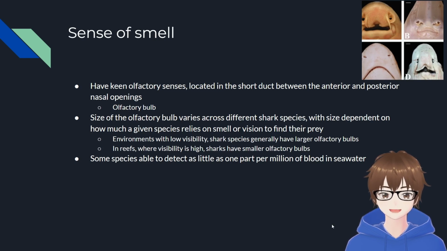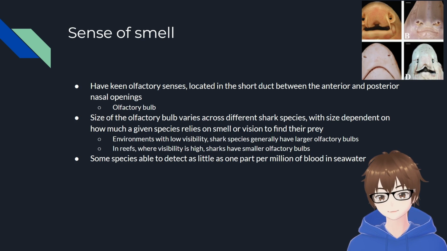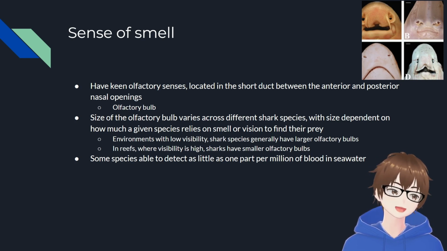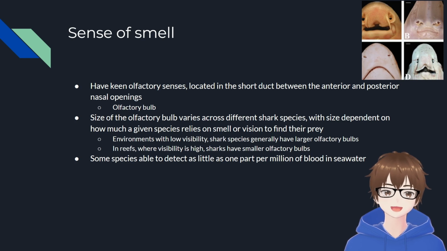Then the sense of smell, okay? We've all heard that sharks have amazing senses of smell, especially with blood. Sharks have keen olfactory senses, located in the short ducts between the anterior and posterior nasal openings. If you look right above us there, the 2 holes on each side, that's where the olfactory lobes are located. The size of the olfactory lobes varies across different shark species, depending on how much a given species relies on smell or vision to find their prey.